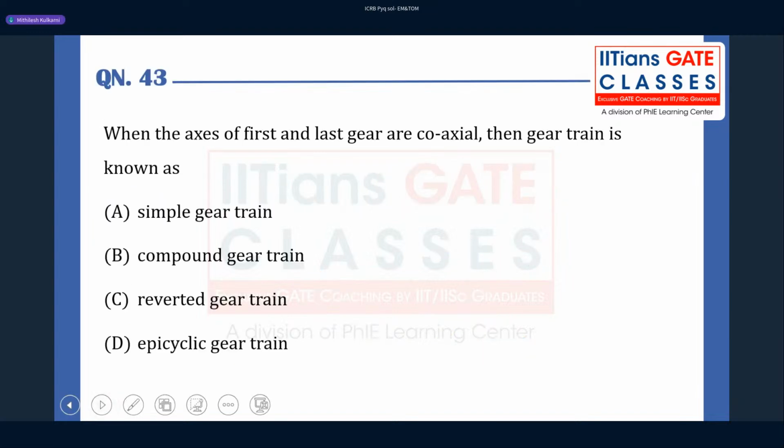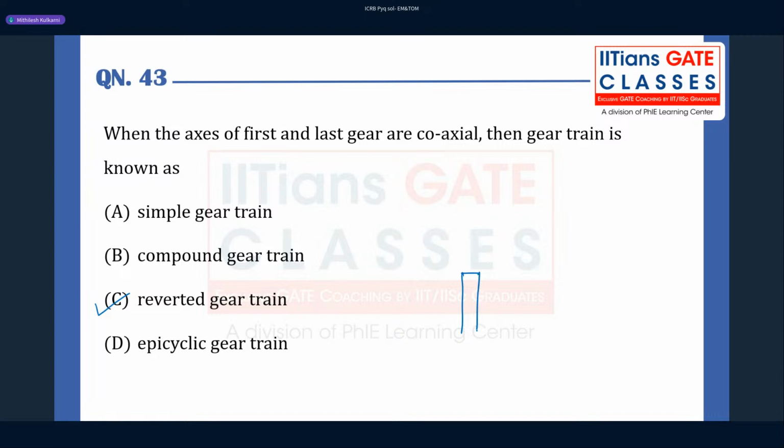Coming towards the next question. When the axis of the first and last gear are coaxial, then the gear train is known as? The gear train in which the first gear and last gear are coaxial, we call it a reverted gear train. Let me show you the arrangement.